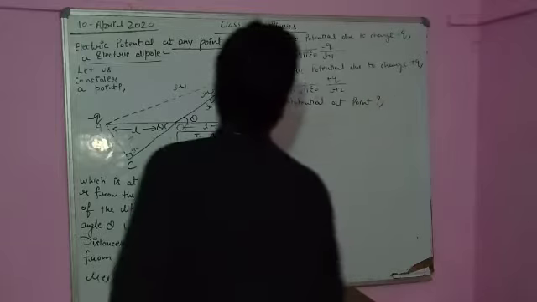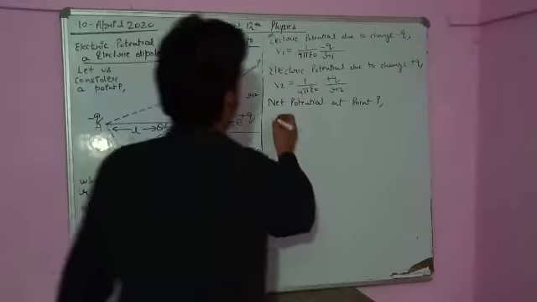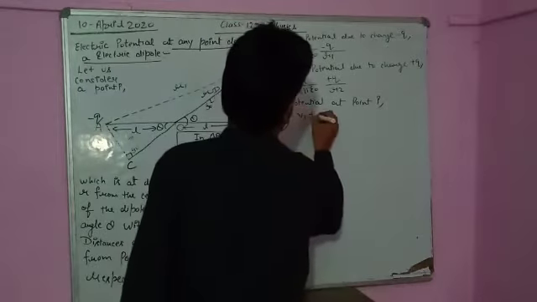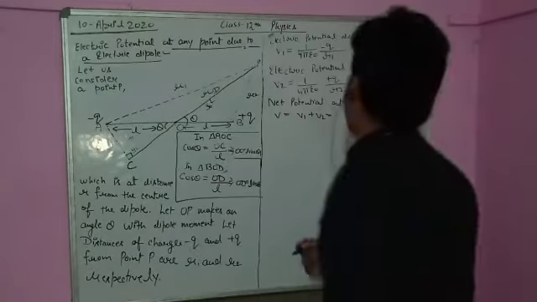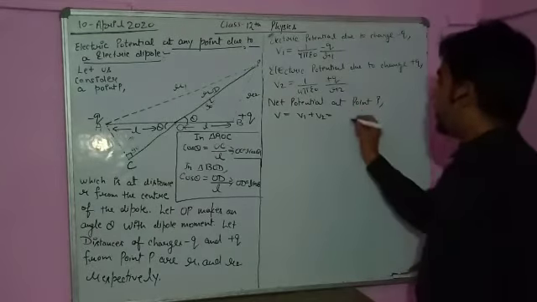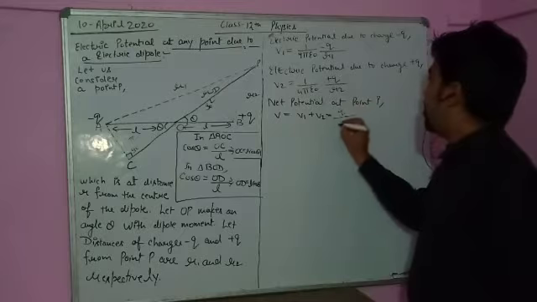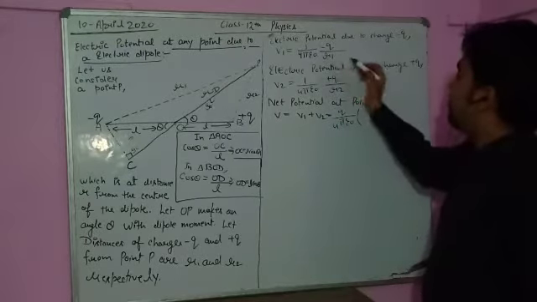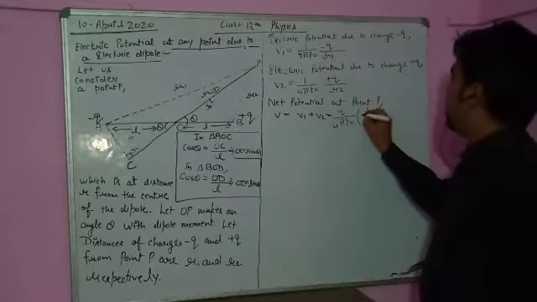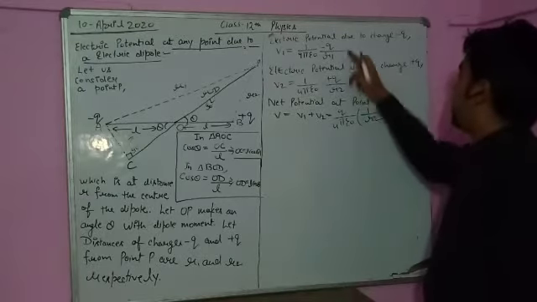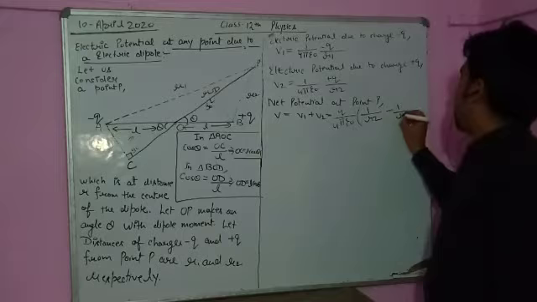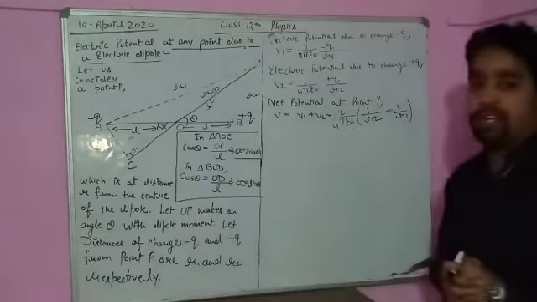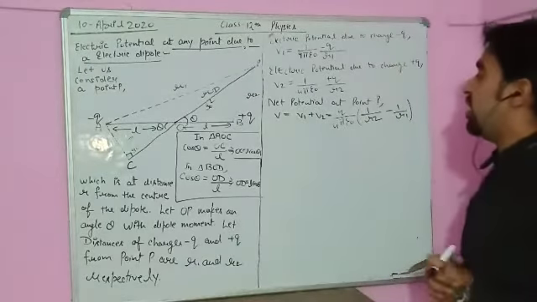net potential के लिए क्या करना होगा? We have to add these two values. V is equal to V1 plus V2, and when you will add these two values, I am doing it directly. Q upon 4 pi epsilon naught, we can consider it common, and when we will consider this common, inside there will be 1 upon R2 minus 1 upon R1. This value we will get जब हम इन दोनों को ऐड करेंगे.